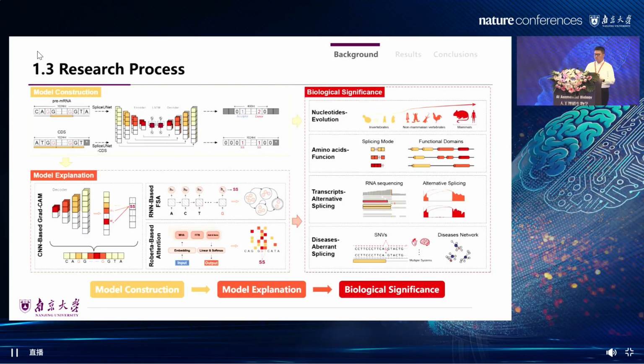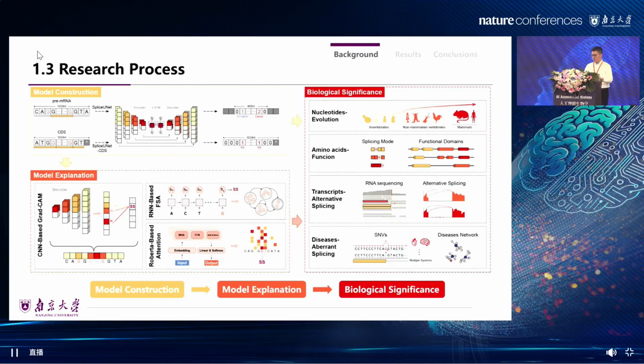To investigate this, we designed our model in 3 main phases. First, the model construction. We built several deep learning models to predict the RNA splicing sites. Second, model explanation. We used several technologies to look inside the model's black box and to understand why it made certain predictions. And third, biological significance. We took the patterns identified by our models and explored their evolutionary, functional, and clinical relevance.